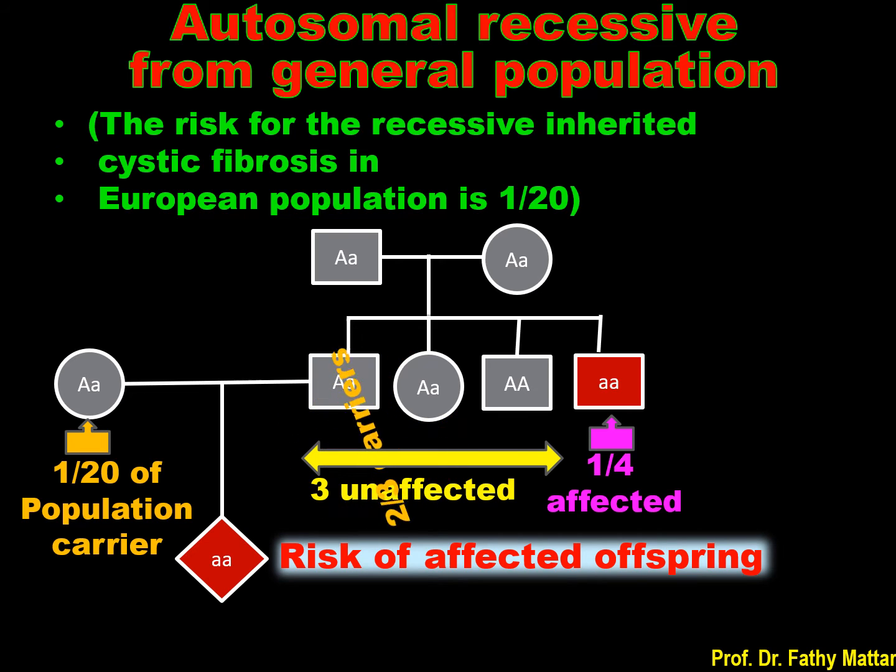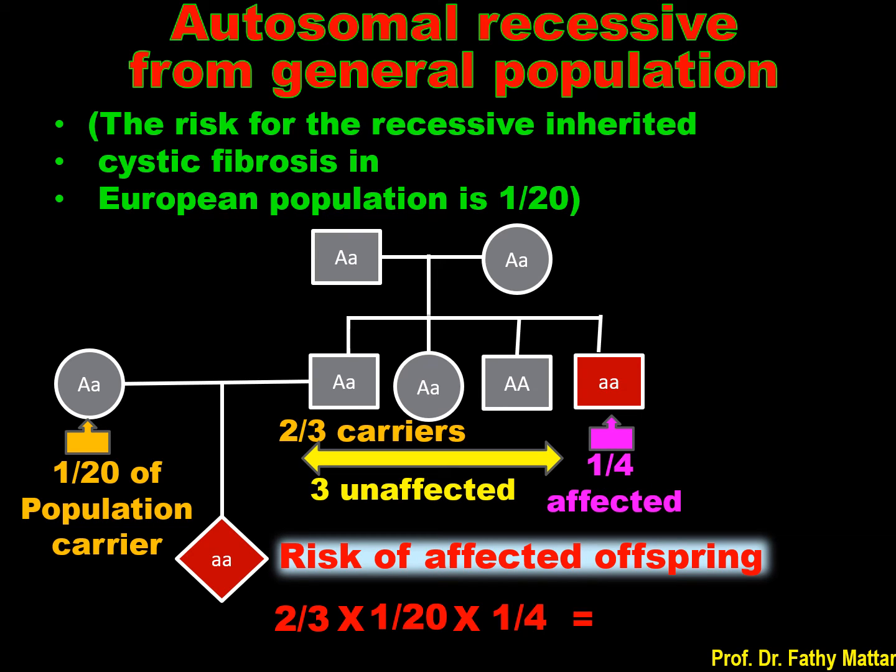In this case, we will multiply 2/3 for the male times 1 over 20 for the female, and 1 over 4 or a quarter to show the disease, and this risk will be 1 over 120.